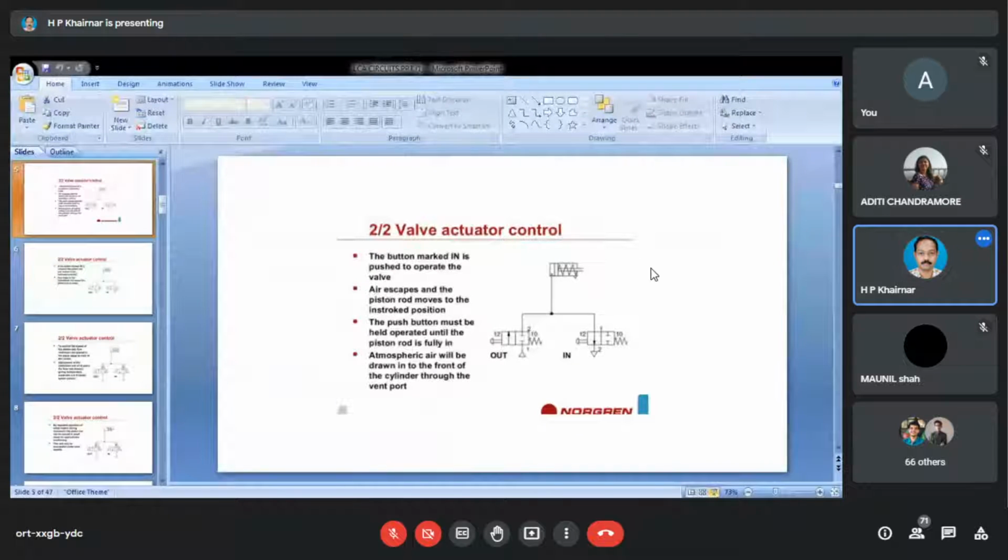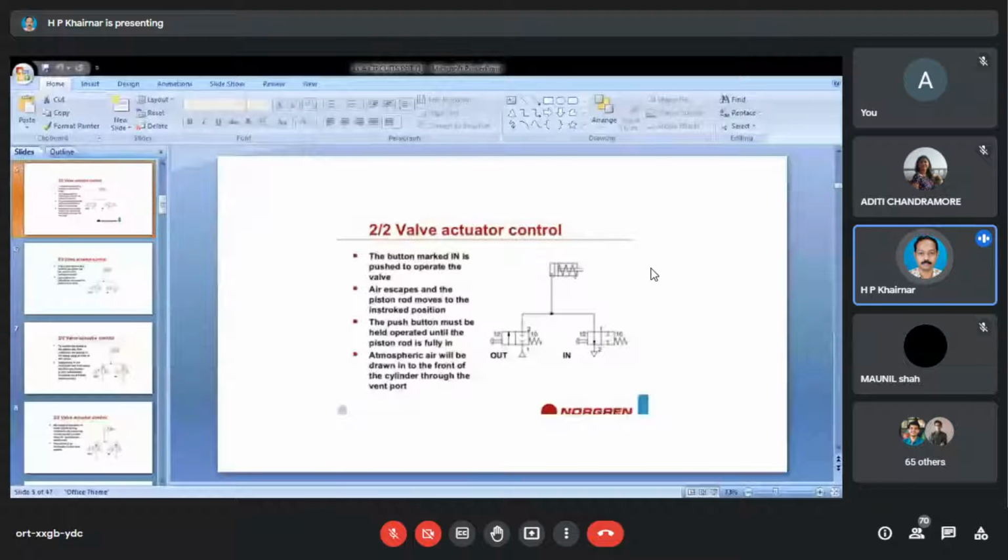you can see in the next diagram, the button marked in is pushed to operate the wall. So now you can push this in button, air escapes and the piston rod moves to the in-stroke position. The push button must be held operated until the piston rod is fully in. So you need to keep pressing the push button. Atmospheric air will be drawn into the front of the cylinder through the vent port. So that is what happens over there.